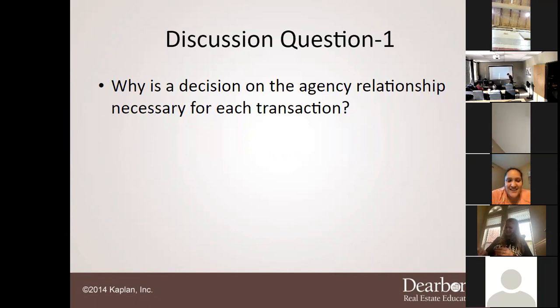So we need to make a decision on agency relationship, right? So why is it necessary for each transaction? Because each transaction is going to be different. No transaction is going to be the same. So you would need to make a decision on what you're going to do or how you're going to represent. Because it would help you outline your duties and what you're supposed to do and what they're supposed to do. Also remember, if you don't make agency clear, you can lose your license. So do that quickly. So very good, thank you.